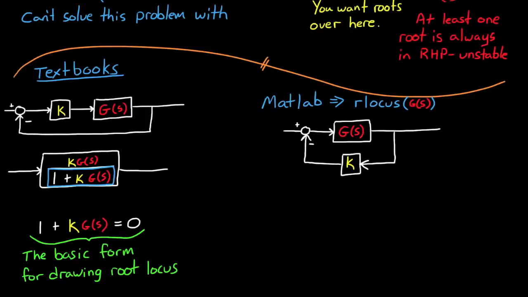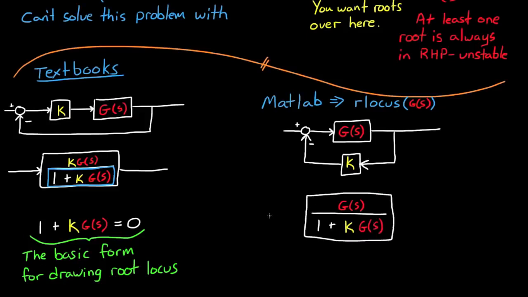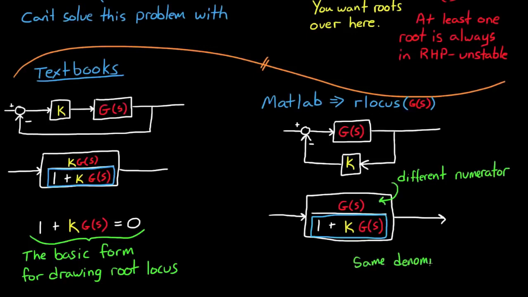But I'll show you when it comes to actually drawing a root locus, both of these methods produce the exact same plot. Again, we can draw the closed loop system for this transfer function as g of s divided by 1 plus k times g of s. Notice that the denominator is the exact same, 1 plus k times g of s. Exactly the way that we had it before, but we do have a different numerator. This just means that the system is going to behave differently due to forced inputs, which we don't really care about in this situation.